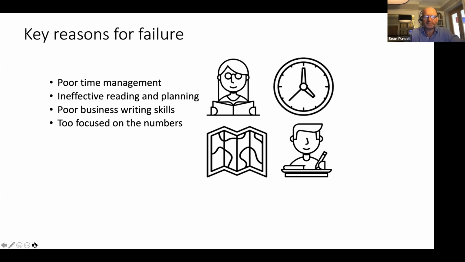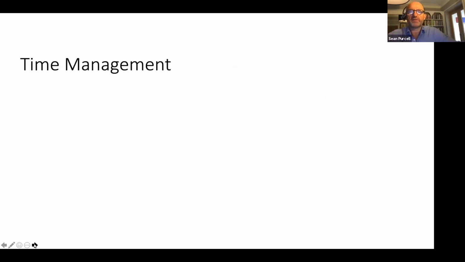So I'm going to talk about each of these in turn. In terms of time management, before we talk about time management, when you are doing APM exams to time, how long do you spend per mark? 1.8, okay. And how does that work in the exam then if you're using 1.8 minutes?